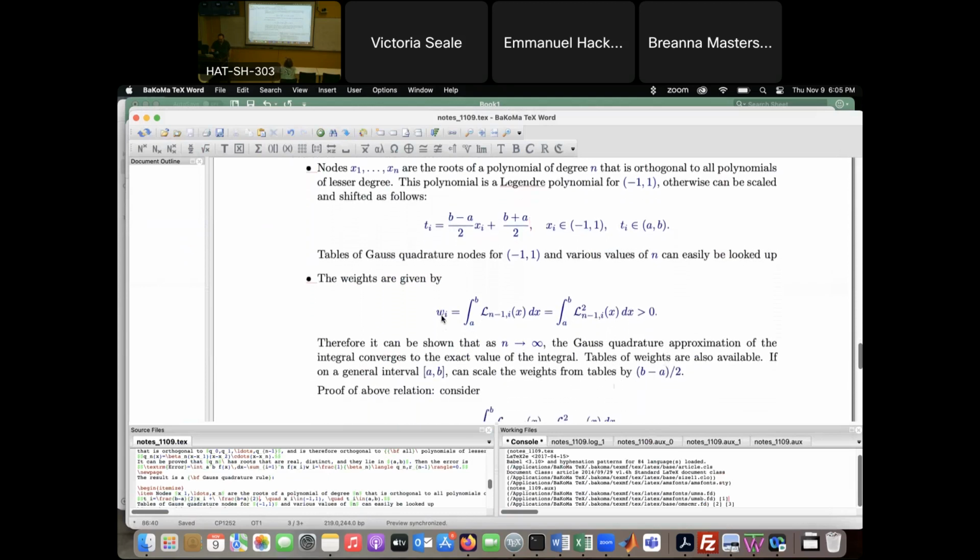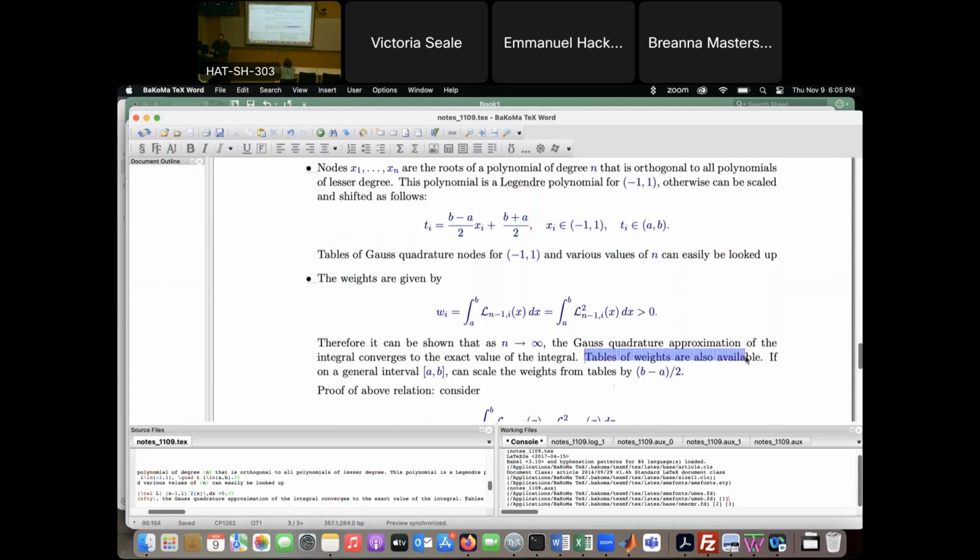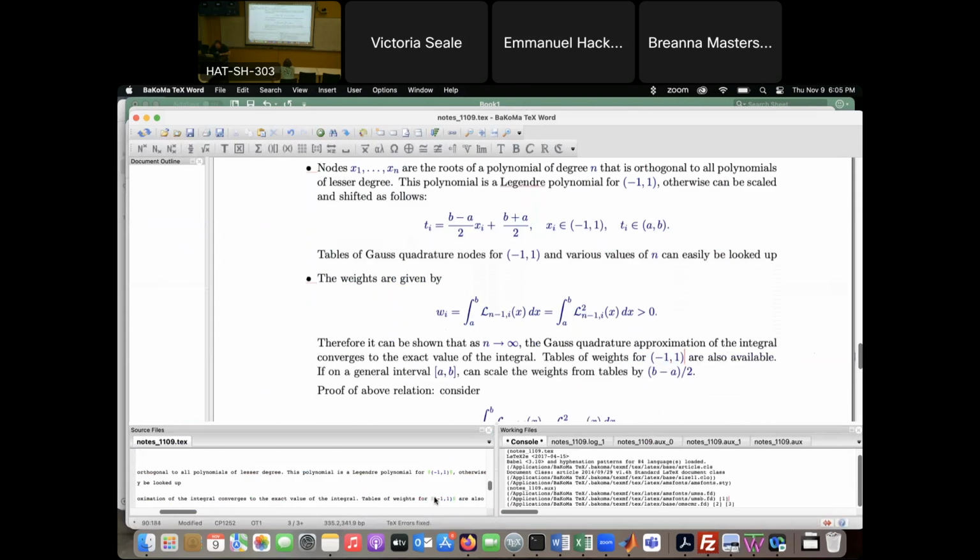If you want the weights for an interval a to b, you can use a table like I just showed you to get the weights for -1 to 1. I should make clear it's from -1 to 1. So for a general interval a to b, you just multiply them by (b minus a) over 2. So for nodes, you scale and you shift. For the weights, you just scale by the same factor.